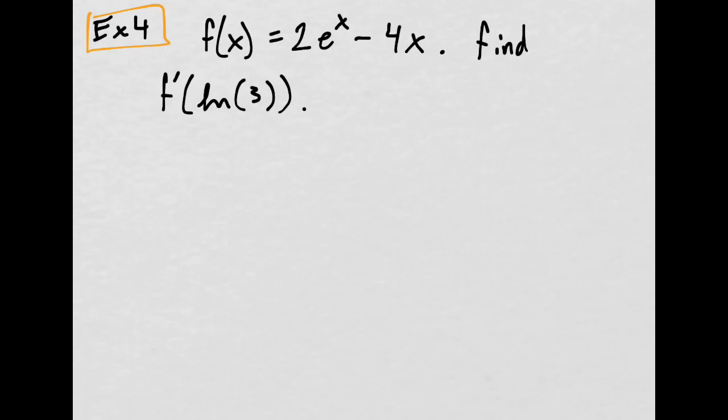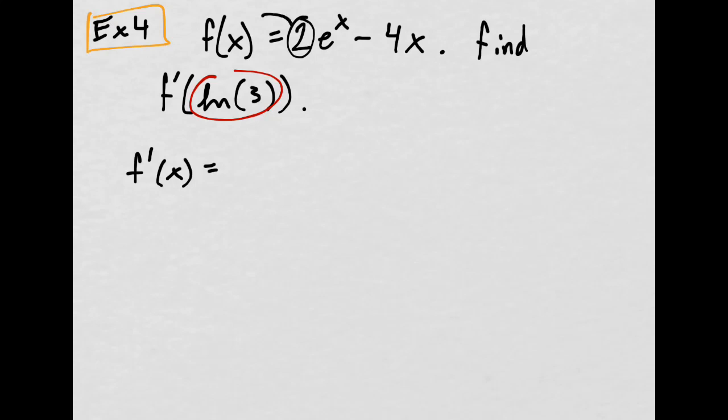Example 4. All right, suppose that f of x equals 2 times e to the x minus 4x. Find the derivative when you plug in the natural log of 3. All right, this seems a little weird. People will freak out maybe. Don't freak out. It's very simple. So what do we have? Well, let's take the derivative first.